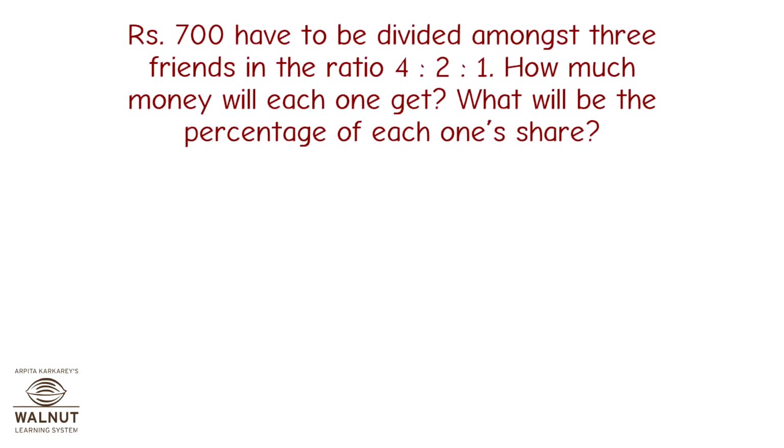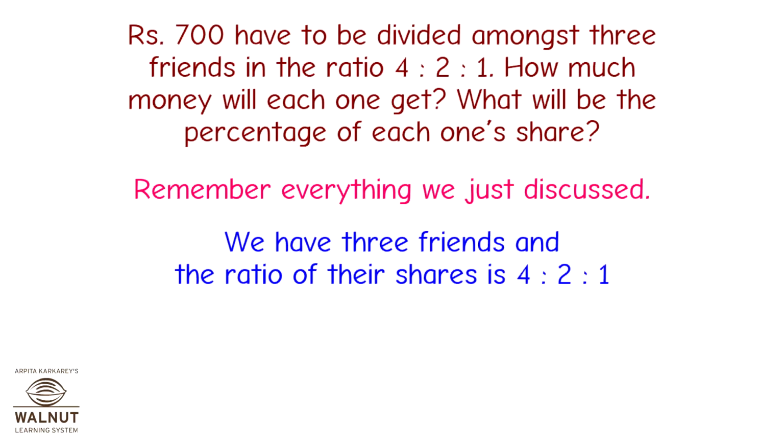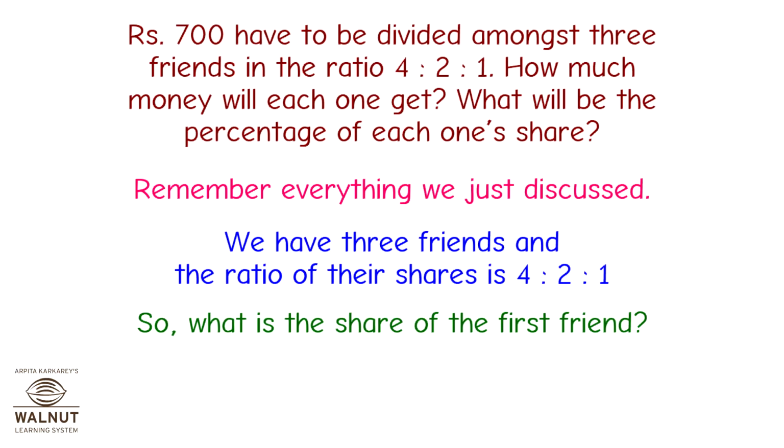Rupees 700 have to be divided amongst 3 friends in the ratio 4:2:1. How much money will each one get? What will be the percentage of each one's share? Remember everything we just discussed. We have 3 friends and the ratio of their shares is 4:2:1. So, what is the share of the first friend?